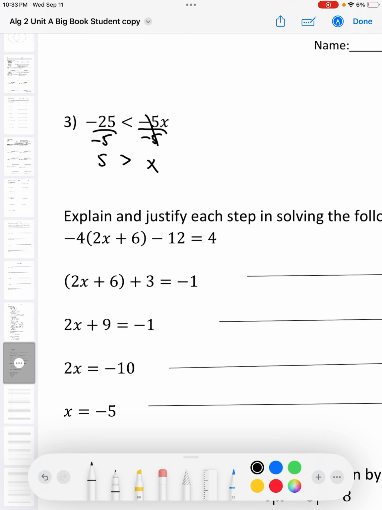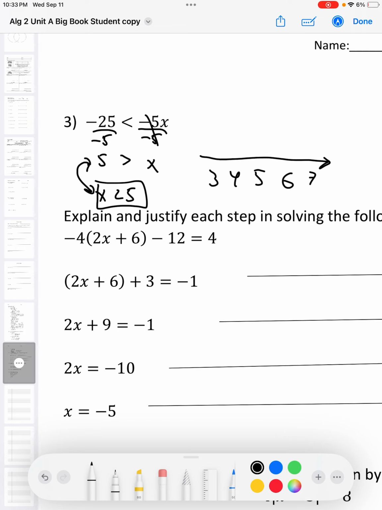But I actually prefer to have my x on the left side. So instead of saying 5 is greater than x, I'm going to switch it around and say x is less than 5. These are two ways of saying the same thing, so neither one of those would be wrong, but I just prefer this one because it makes it easier to graph on the number line. So if I have x is less than 5, I'm going to put 5 on the number line. Because x is less than 5, I should have an open circle at 5, and it should be going to the left.